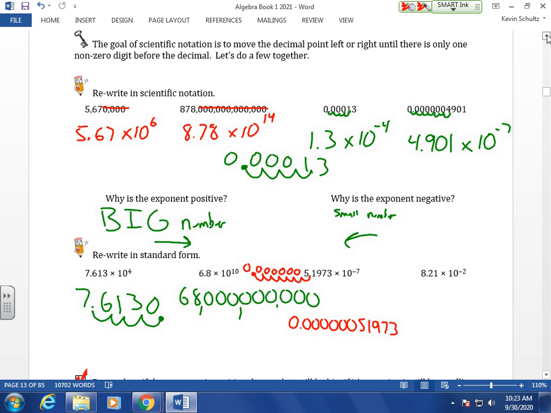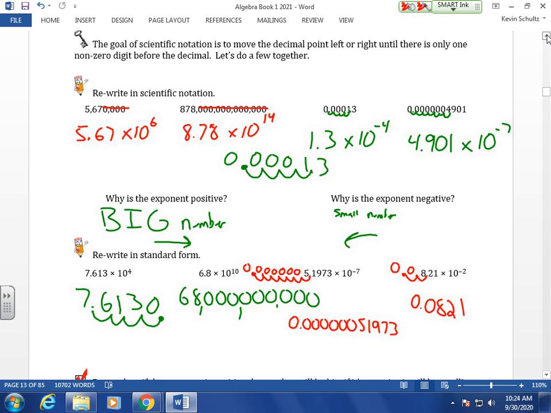8.21 times 10 to the negative second. Negative exponent, we're moving it left. 2 times. 1, 2. 0 in front. 1 0 filled in. And 0.0821 is our answer.